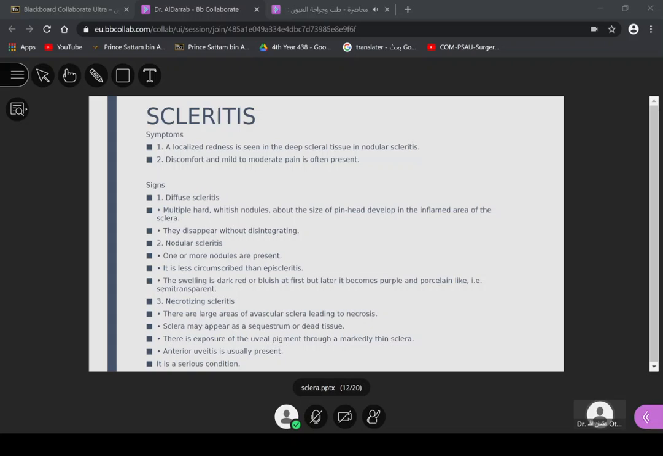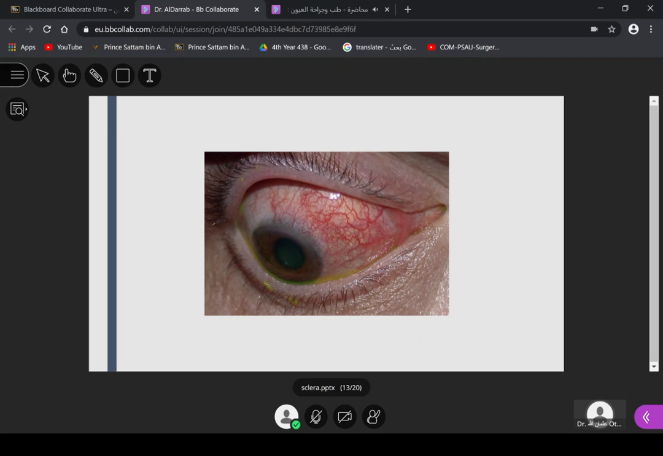In necrotizing scleritis, there are large areas of avascular sclera leading to necrosis. The sclera may appear as a sequestrum of dead tissue. Necrotizing scleritis is very bad. It's a serious condition. So this is scleritis. From the first look, you cannot differentiate between episcleritis and scleritis. It's very, very difficult to differentiate between episcleritis or scleritis.